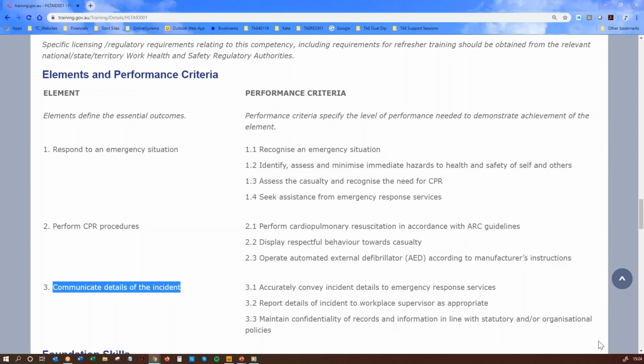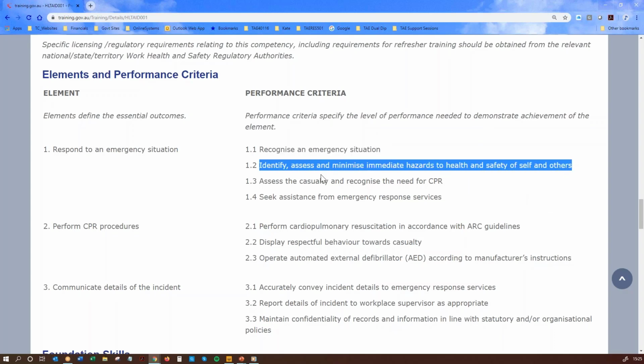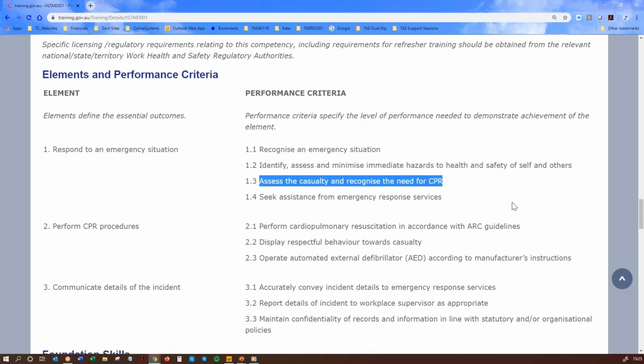This is the level of performance or the standard needed to demonstrate achievement of this particular topic of CPR. So it gives you some more specific outcomes to achieve. Even though your total outcome is that you can respond to an emergency situation, what does that look like in broken down behaviours? The first part is recognising that you have an emergency situation. Then you've got identifying and assessing to minimise any hazards to self and others. So you've got to check the environment for safety to others. This whole section on performance criteria is the first part of those standards that we talked about.